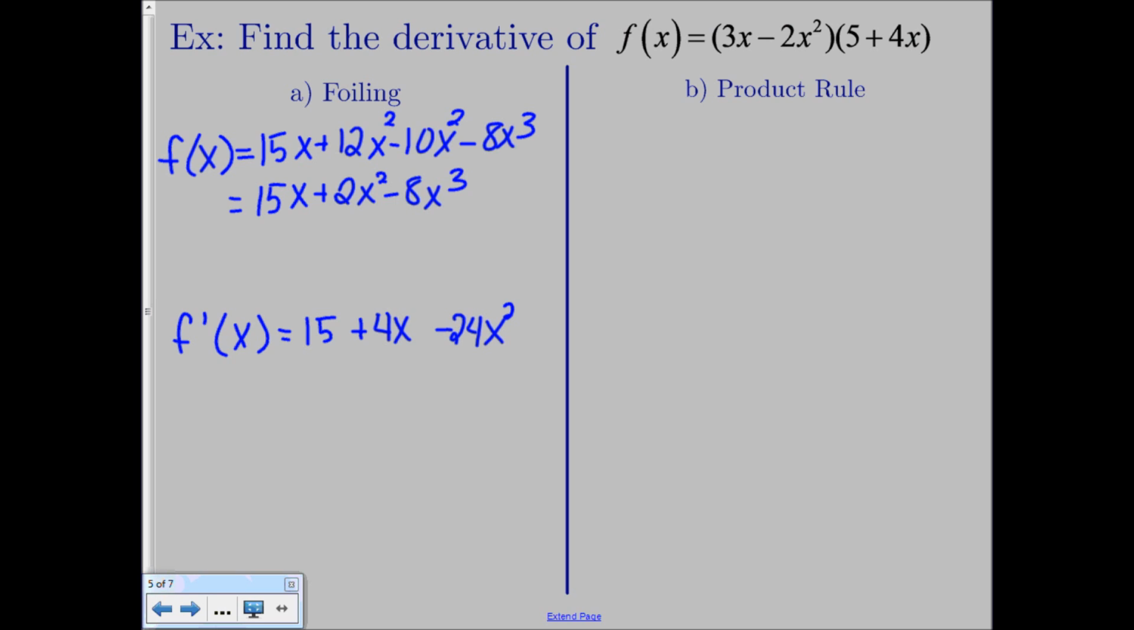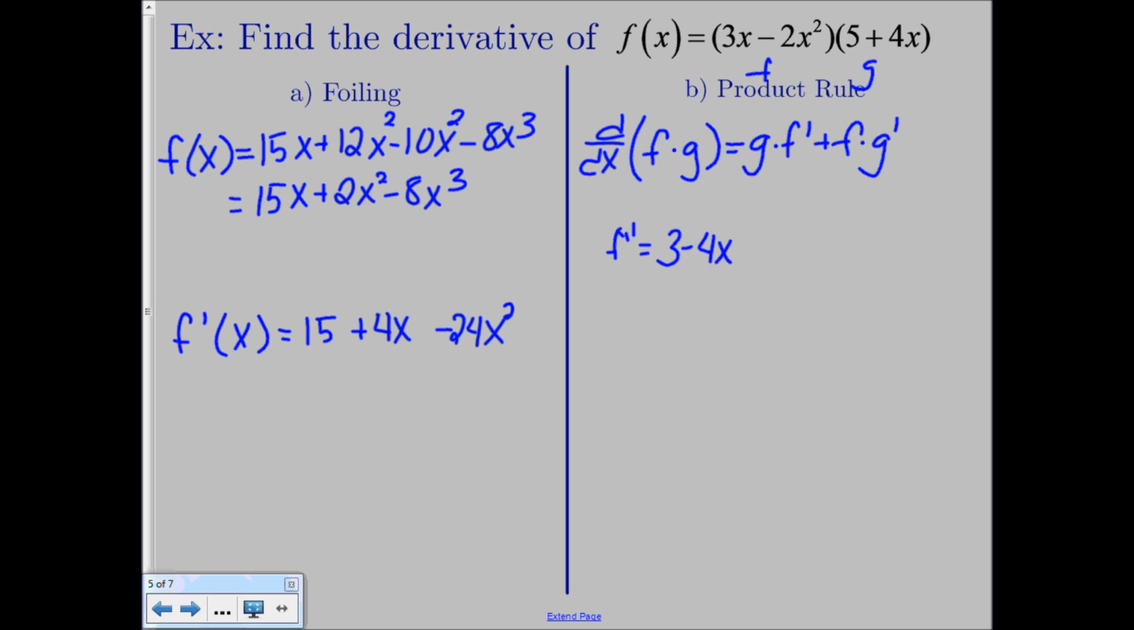So now let's go over and apply our product rule. The derivative of the product of two functions f and g is just g times f prime plus f times g prime. So if we go back up to that original function where it's written on the top of the screen, we're going to let the first one be f and the second one be g. So before we go plugging into this formula, let's actually find what f prime and g prime are. So f prime is just going to be 3 minus 4x using our power rule again. And g prime is just going to be 4 since the derivative of a constant, that 5, is just 0.